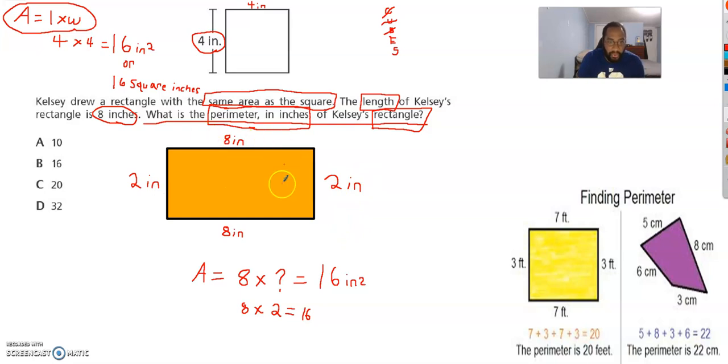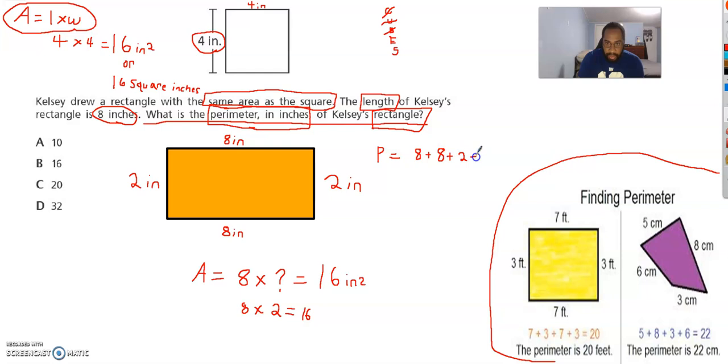So now we have all 4 sides of our rectangle. Now that we have all 4 sides, we can find our perimeter. All right? How do we find perimeter? We add all four sides. All right, so perimeter will equal 8 plus 8 plus 2 plus 2, which equals, who can find this answer for me?